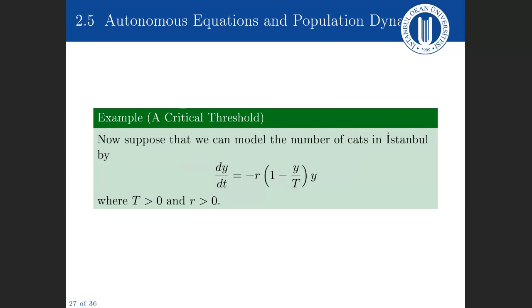Now let's go back to talking about the number of cats in Istanbul. Now I want to introduce a different model, a model with a critical threshold. Now let's consider dy/dt = -r(1 - y/T)y, where capital T and r are positive constants.